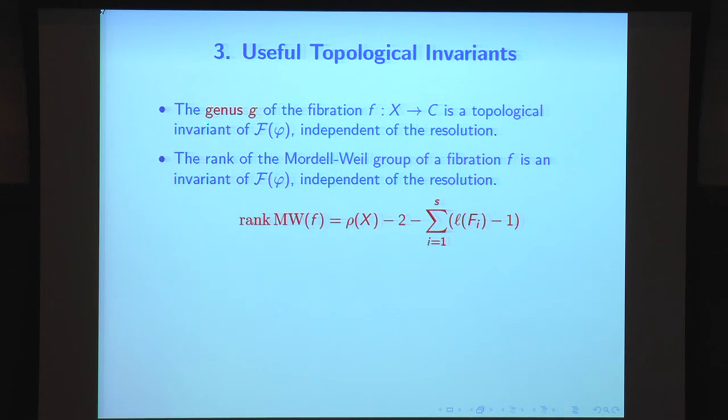Of course, the first topological invariant for the family is the genus of the fibration. This is independent of the resolution, and it is also independent of the base curve, independent of the parameter. The second one is the rank of the Mordell-Weil group of the fibration. This is the number defined by this formula. Rho x is the Picard number, and Rfi is the number of components of the singular fiber.